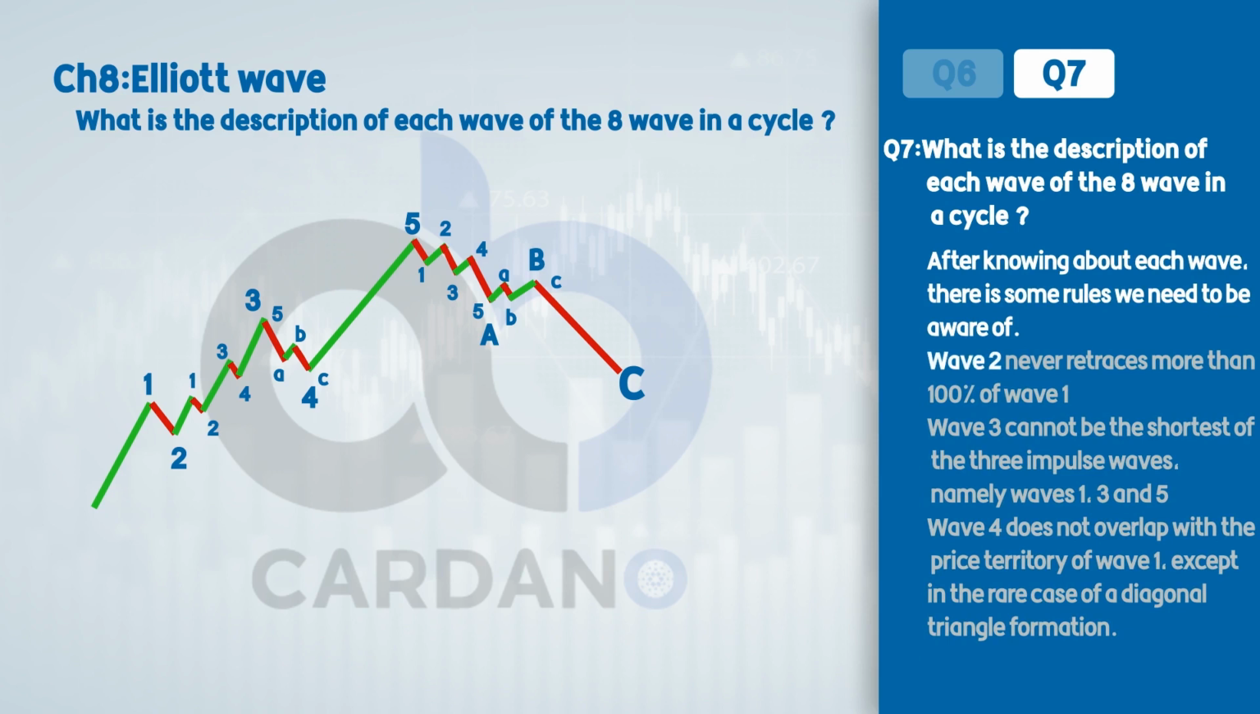Rule number 1. Wave 2 never retraces more than 100% of Wave 1. Rule number 2. Wave 3 cannot be the shortest of the 3 impulsive waves, namely Waves 1, 3, and 5. Rule number 3. Wave 4 does not overlap with the price territory of Wave 1, except in the rare case of a diagonal triangle formation.